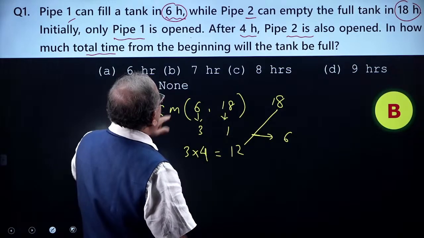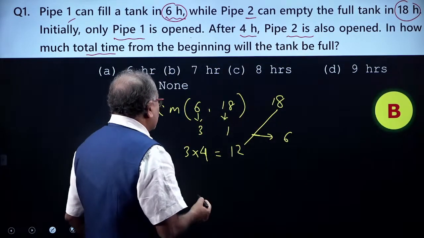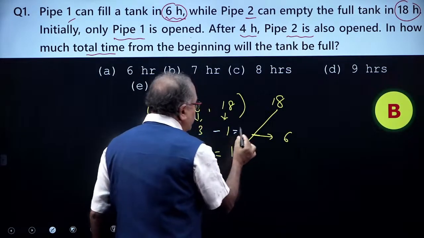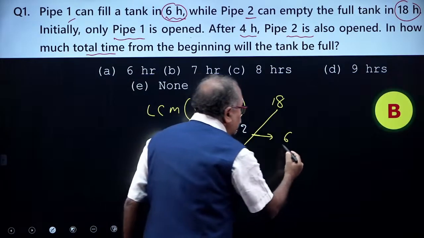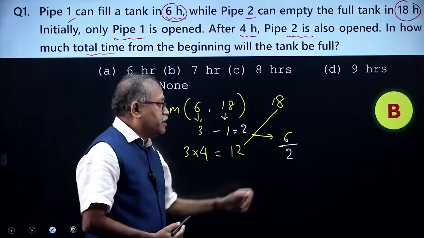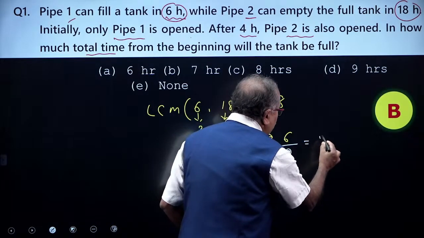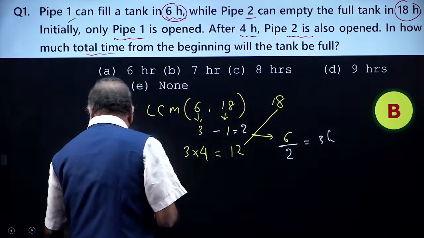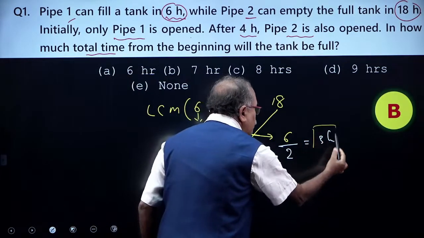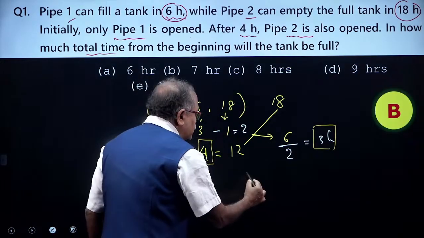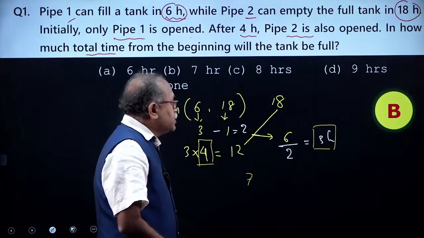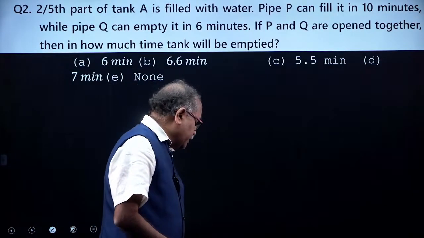Now both are running. The second pipe is the emptying pipe, so when both are running it fills 3 minus 1, that is 2 units per hour. So 6 units are left, at 2 units per hour, it takes another 3 hours. Initially pipe 1 ran alone for 4 hours, and together another 3 hours. So 4 plus 3 is 7 hours. Well done.